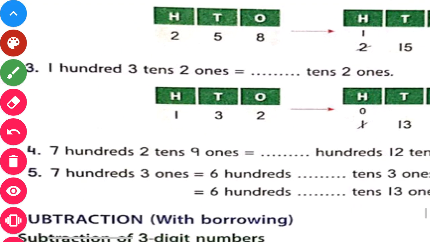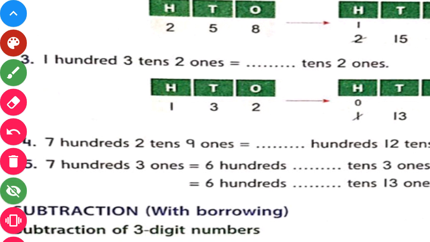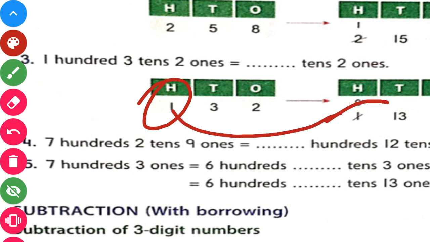Now, question number 3. 2 hundreds, 3 tens, 2 ones. So here again we have only 1 at the hundreds place and this hundred has given 10 tens. So here we have 13 tens and 2 ones. Okay.